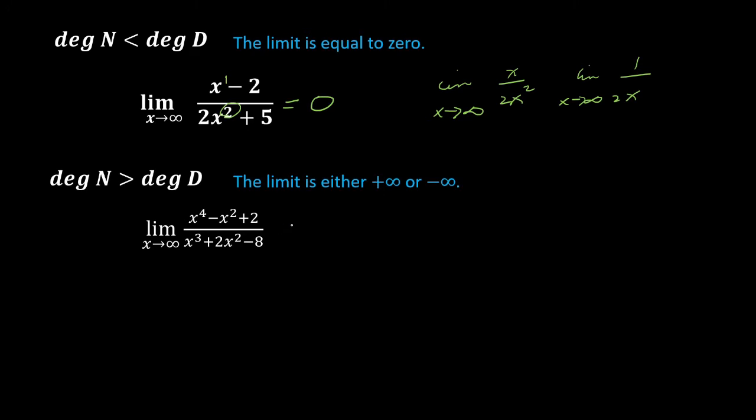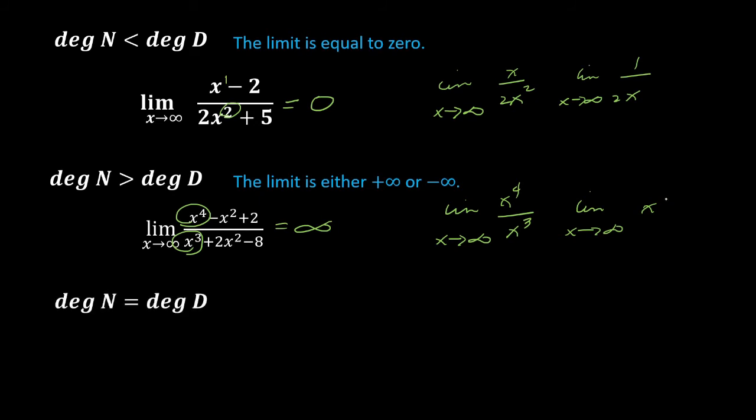So let's say we have this function. In the numerator, x raised to 4 would be the highest degree, and in the denominator, we have x cubed. So giving us the limit of x raised to 4 over x cubed as x approaches infinity. Simplifying, x raised to 4 over x cubed would be x. And trying to evaluate the limit of x as x approaches infinity, this would be positive infinity, if we substitute infinity to the variable x.